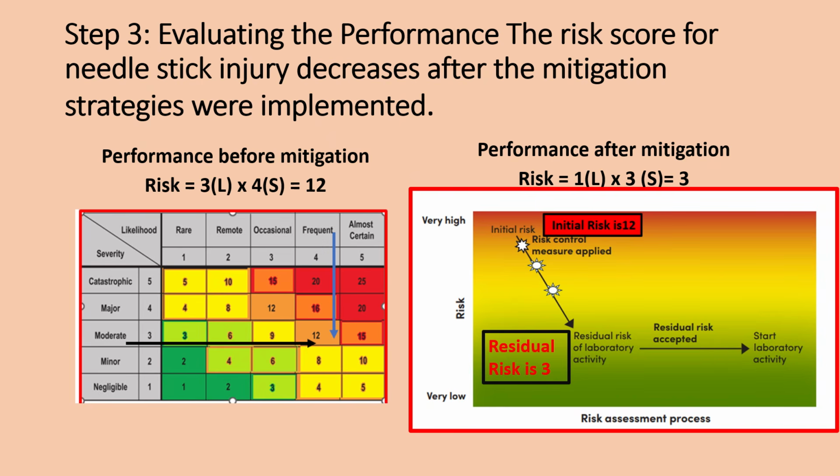We shall now move on to step 3, which is evaluating the performance. The performance before mitigation. When we look at the risk matrix, the risk score is equal to 3 multiplied by 4, which is equal to 12. Performance after mitigation. The risk score is 1 multiplied by 3, which is equal to 3. So the risk score for the needle stick injury decreases after the mitigation strategies were implemented.